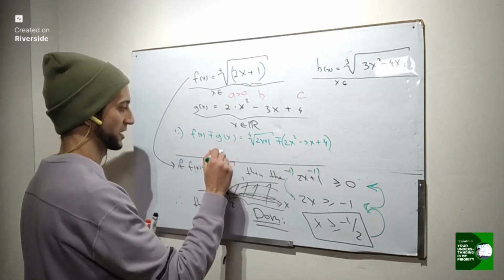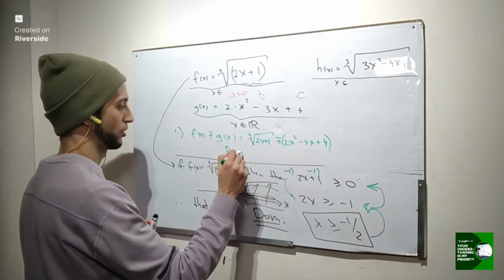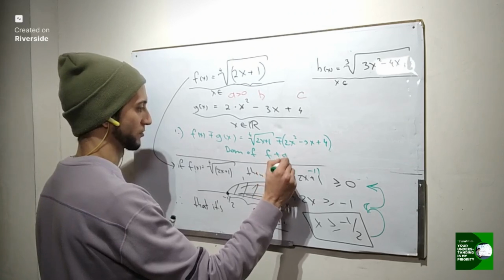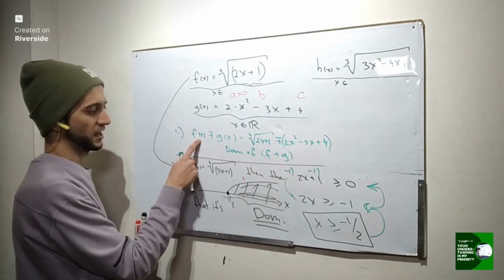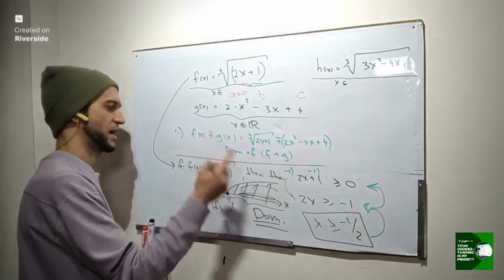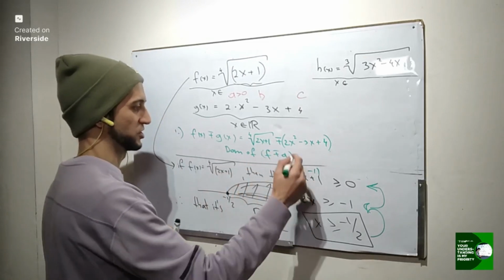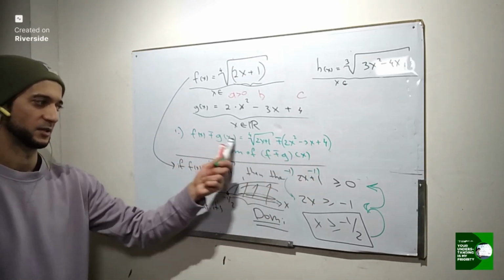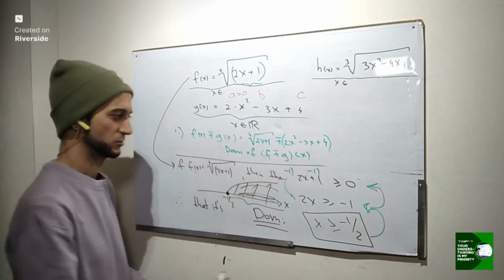So what's the domain for this guy? If I ever ask you what's the domain of f plus g, that's another way of writing it. A shorter way. Instead of writing f(x) plus g(x) or f(x) minus g(x), we can just say f plus g and write x only once, right? Instead of twice. That's a little bit less space consuming.